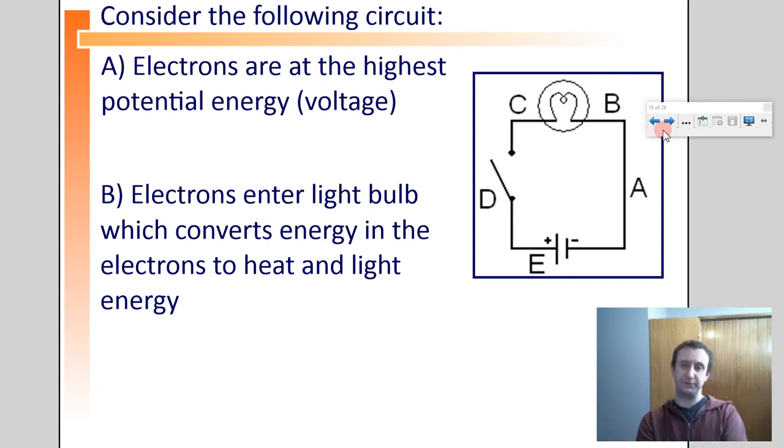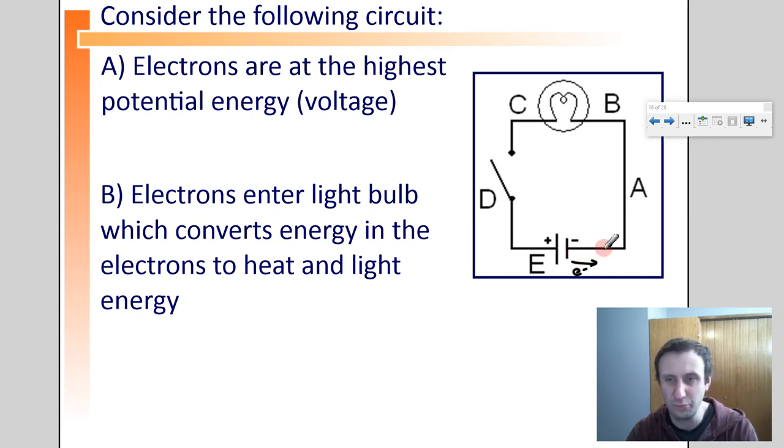All right, so let's talk about what's happening in a basic circuit. This is essentially the circuit that we drew with a cell powering a light bulb with an open switch. So at A, this is where the electrons are at their highest point. They are leaving the power supply at this location. So the electrons have a high energy here because they want to make it to the other side of this cell. So they have the highest voltage, or potential energy, I should say, here.